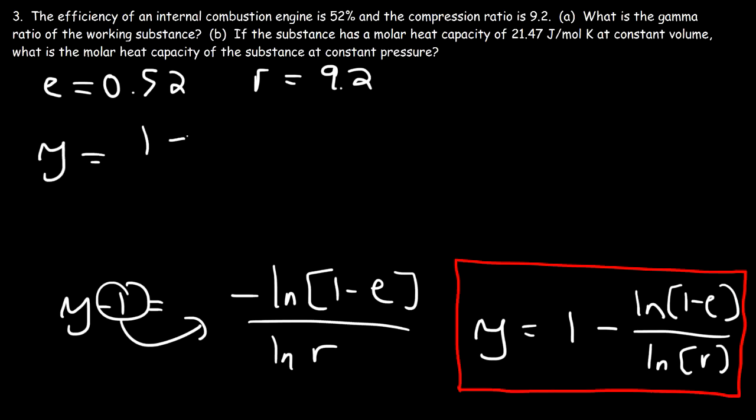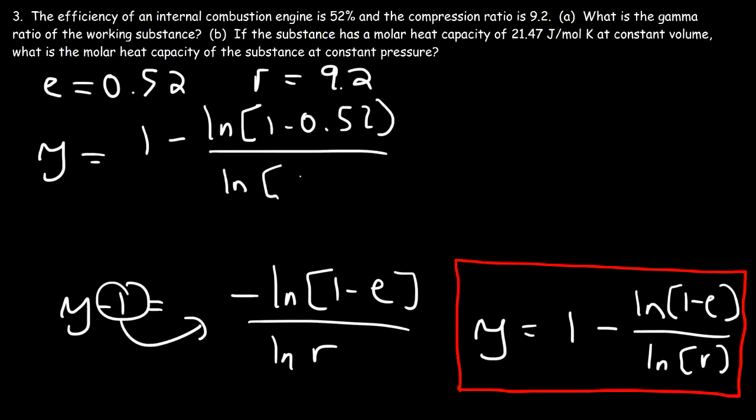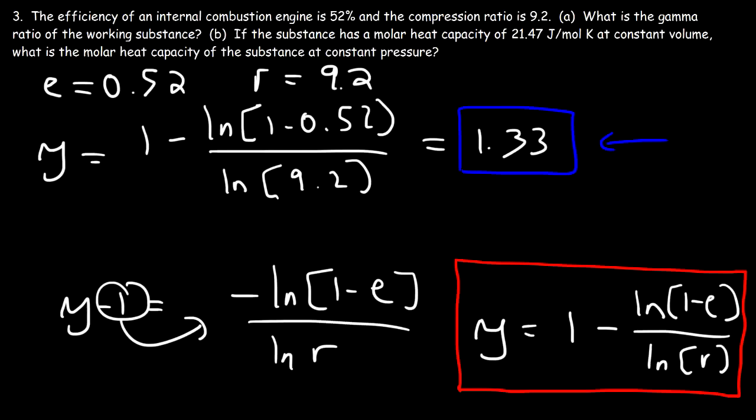So it's going to be 1 minus the natural log of 1 minus 0.52 divided by the natural log of the compression ratio, which is 9.2. So if you type that in the way you see it, this will give you 1.33 for the gamma ratio, which sounds like a reasonable answer. So that's it for this problem.